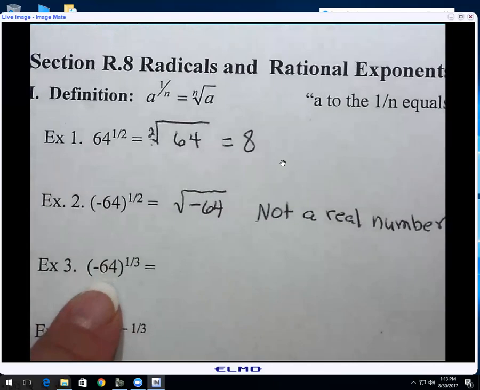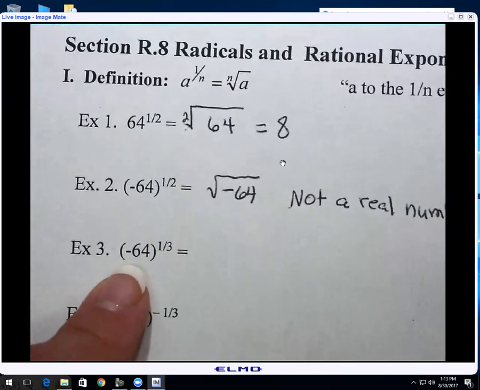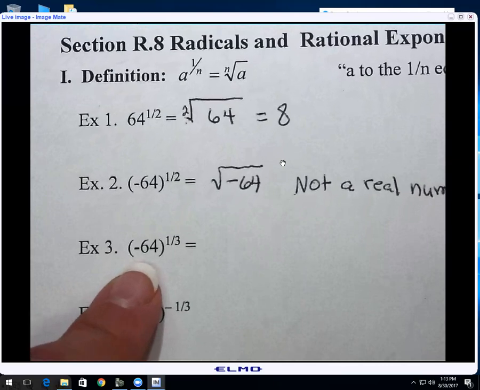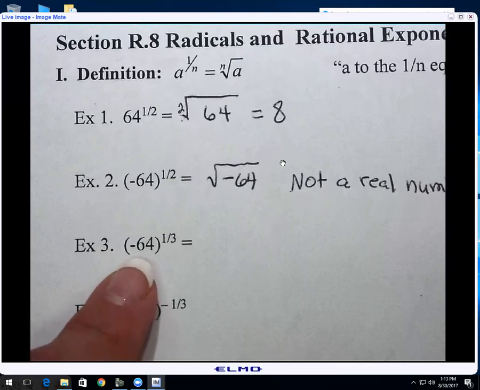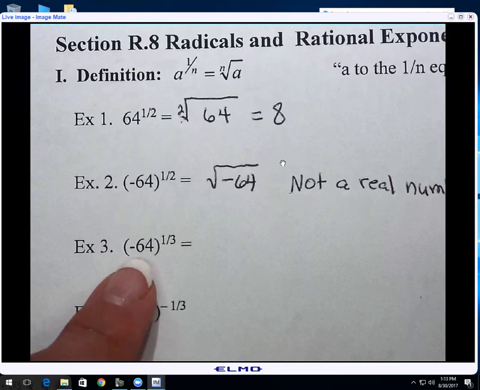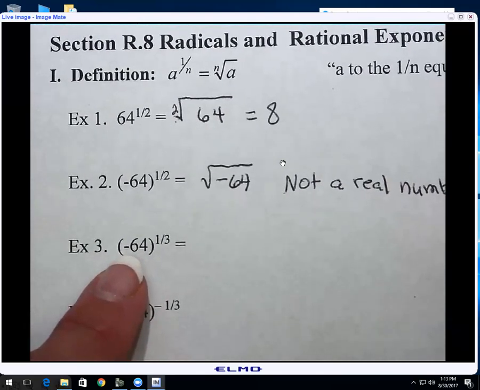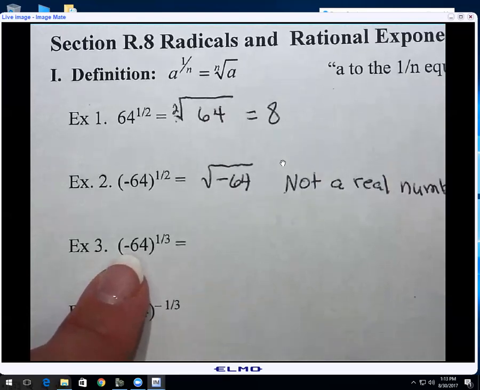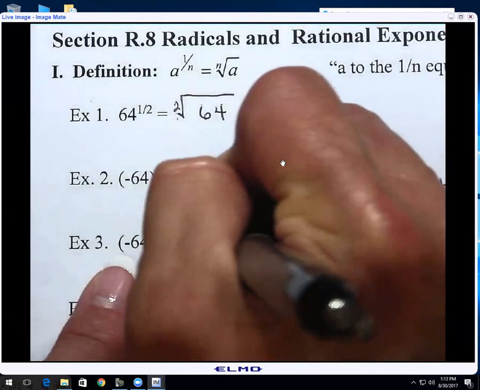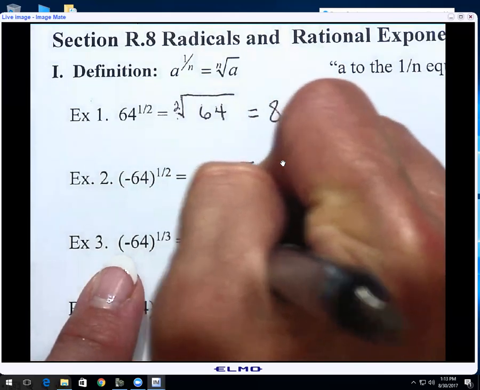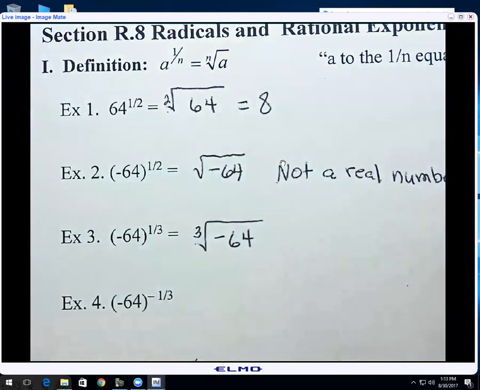What about number 3? Do I see that negative in parentheses and automatically go, hey, that's not a real number? No, I better be careful, because what does negative 64 to the 1/3 mean if you write it with a radical? Cube root of negative 64? Is there a real number that you can multiply times itself 3 times, since this is cube root, that will give you negative 64?